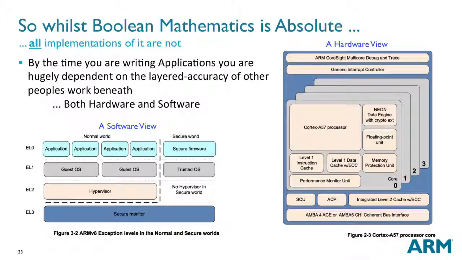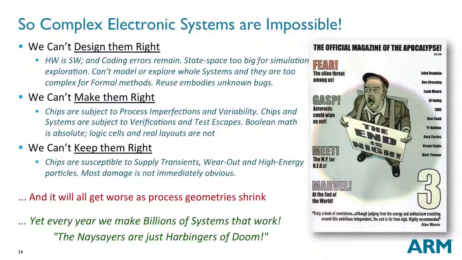And the view from above, whether it's a software world or a hardware world, depends hugely on the work that other people have done, not only today, in different companies, but in the past as well. It all migrates forward. So we can't design them right, we can't make them right, we can't keep them right. It all gets worse as process geometries shrink, we know that. And yet they do work. And yet that gives us the impression then of being naysayers. So if we stand up and say, well, you can't possibly make systems that work, then the market says, well, here we are delivering systems that work. Don't tell me about what we can't do. We can do it. So all that happens is you become known as the harbinger of doom. So you're just saying that something isn't possible when demonstrably, as far as the consumer is concerned, it is.